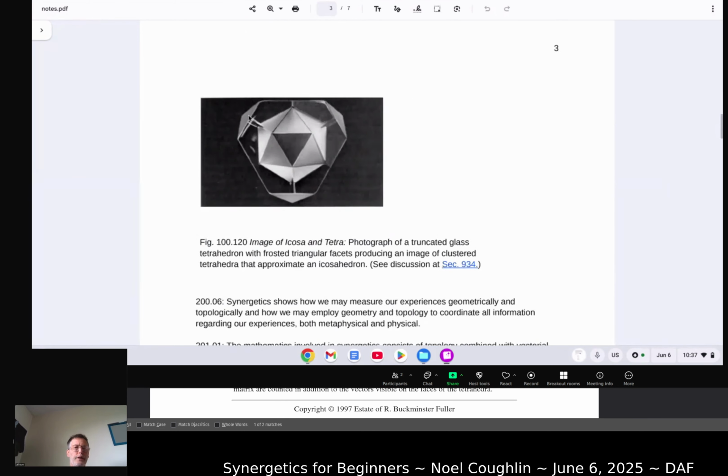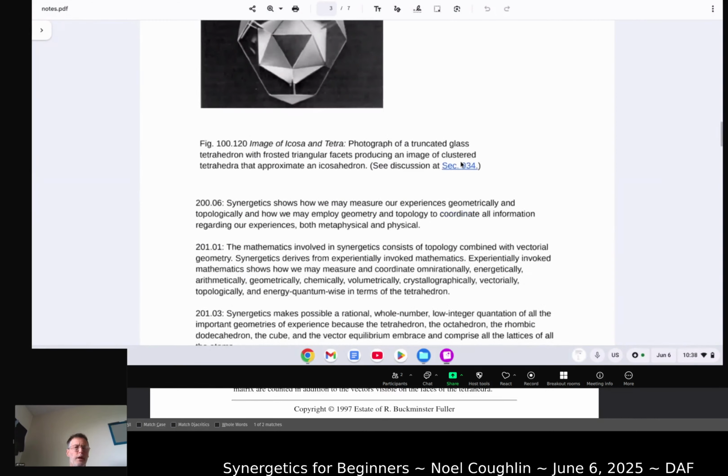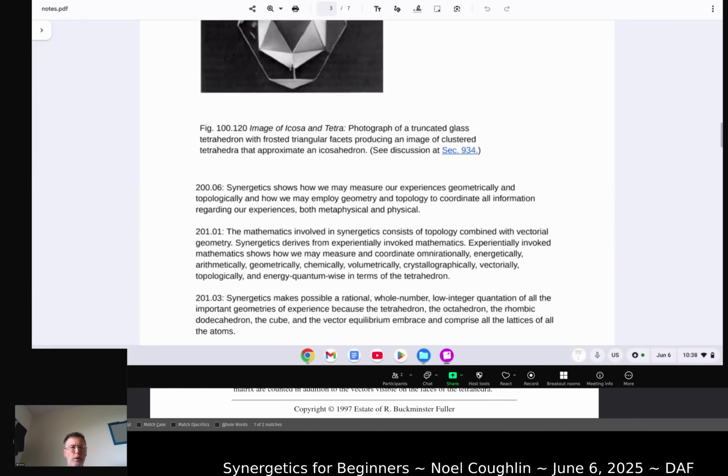Here we see the tetrahedron broken up and fractionated into a truncated tetrahedron. It shows the icosahedron symmetrically facing one of its faces. Synergetics shows how we may measure our experiences geometrically and topologically, and how we may employ geometry and topology to coordinate all information regarding our experiences, both metaphysical and physical.